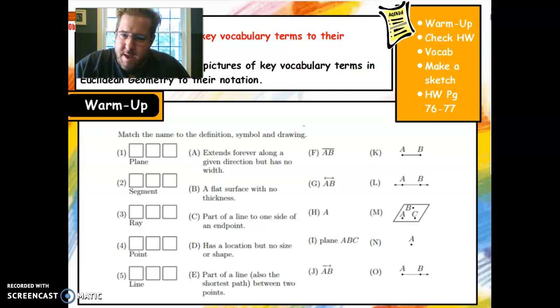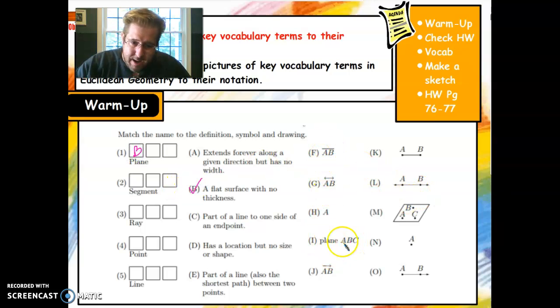So we're going to start off with, once again, learning about vocabulary terms and learning how to write using correct notation. It says match the definition, symbol, and the drawing. So very similar to what we're going to be learning about. We learned some of these terms already. A plane, okay, we didn't talk about plane in the last one. A plane happens to be like a flat surface that extends in all directions. And that would be choice B right here.